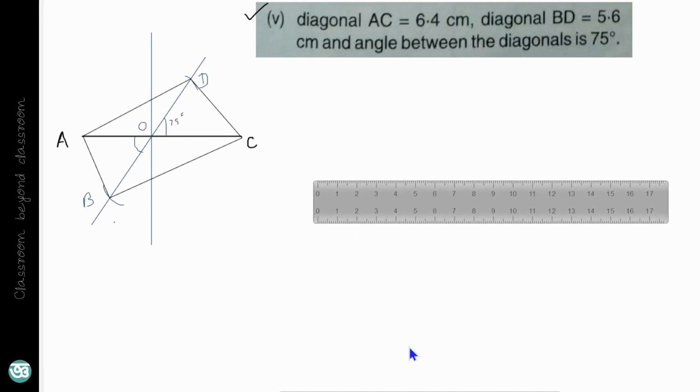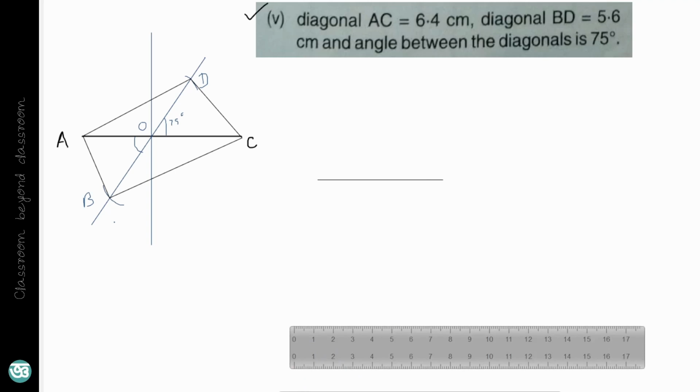We start with AC, and AC is equal to 6.4 centimeter. So this is A and this is C. So now we'll construct a perpendicular bisector of AC. We need a bisector, but we'll construct a perpendicular bisector. So how can we do it?